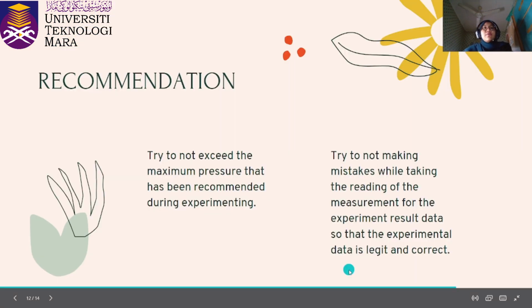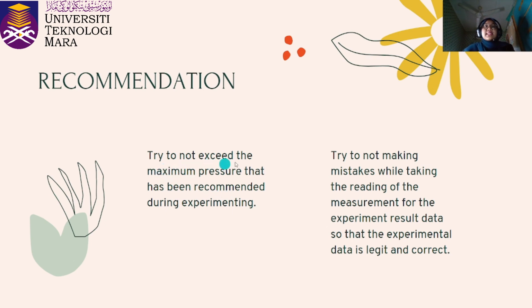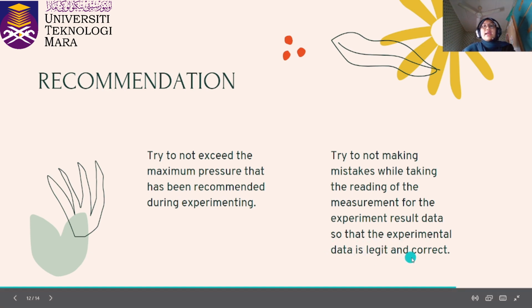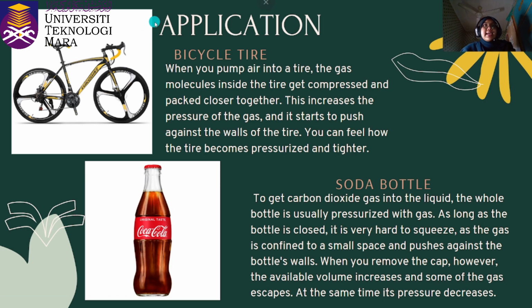The next part for the experiment is the recommendation. So the first recommendation for this experiment is try to not exceed the maximum pressure that has been recommended during experimenting. The second one is try to not make mistakes while taking the reading of the measurement for the experiment result data so that the experimental data is legit and correct. The last part for the experiment is application.